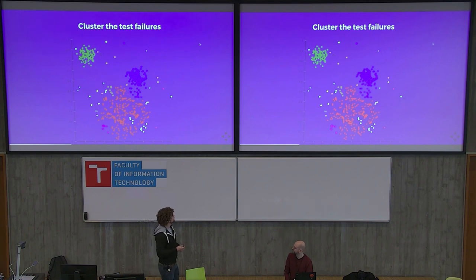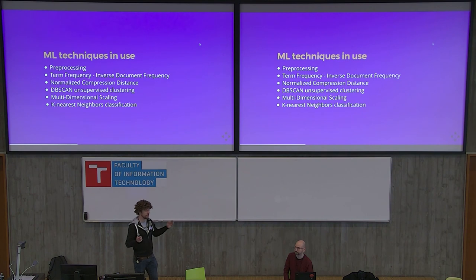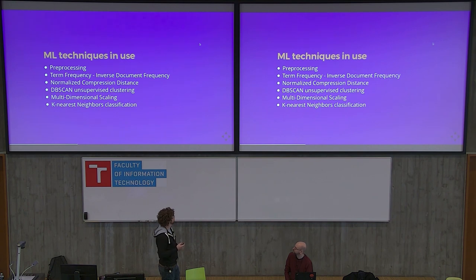So how do we go about this? How do we cluster these? So here are the techniques that we use. Of course, we do some pre-processing on the data. That's typical. Then we use TF-IDF, term frequency, inverse document frequency. I'll show you how we use that effectively here. We use normalized compression distance to figure out how similar two things are. This is an amazing technique that's so simple. We use DBSCAN, unsupervised clustering, and multidimensional scaling. And lastly, to figure out how close a new result is to any of the existing clusters, we use k-nearest neighbors classification.